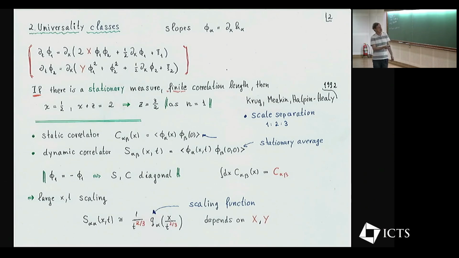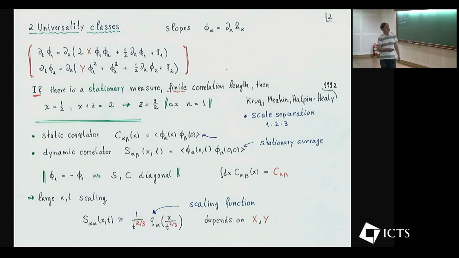And of course, now it becomes a matrix, and you can look at the dynamic correlator. So this also becomes a matrix. This is x and t. The average is always in the steady state of these types of equations. And now there's one big simplification: when you look at this equation, you see it is symmetric, probabilistically symmetric, under the interchange of phi 1 to minus phi. And therefore, this matrix actually must be diagonal, and also the dynamical correlator is diagonal.